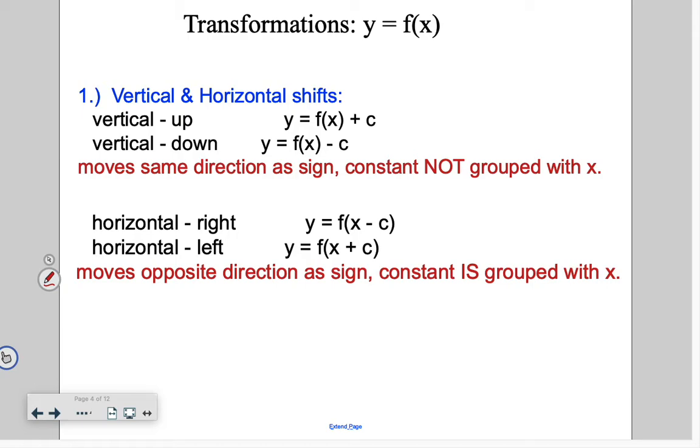So the biggest things I can try to summarize for you. Horizontal movement is when it is grouped with the x's. Vertical movement is when it is not, when it is outside, whatever function you're dealing with. Second part then is, again, horizontal movement is the opposite of what it looks like in the equation. You always go the opposite direction. Those are the two biggest ones. And anytime we're adding or subtracting, we're shifting: left, right, up, down. Some people still writing away.